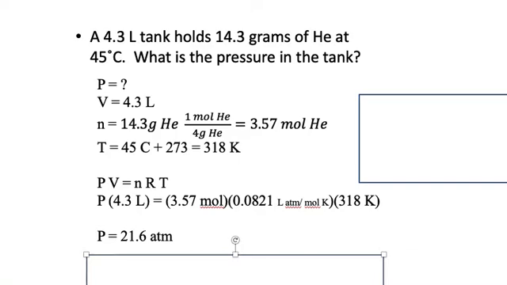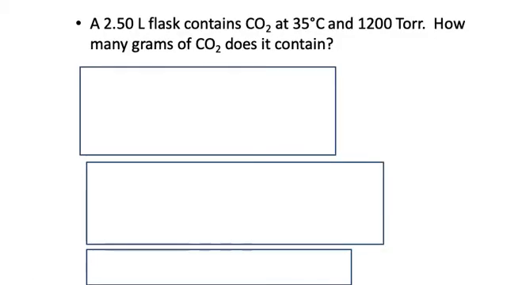So using PV is equal to nRT is pretty easy. It's just plugging in the values, using algebra to solve. The main thing you need to pay attention to is first, before you plug things in, make sure all the units are going to match up with the units of the gas constant. All right, let's take a look at one more.